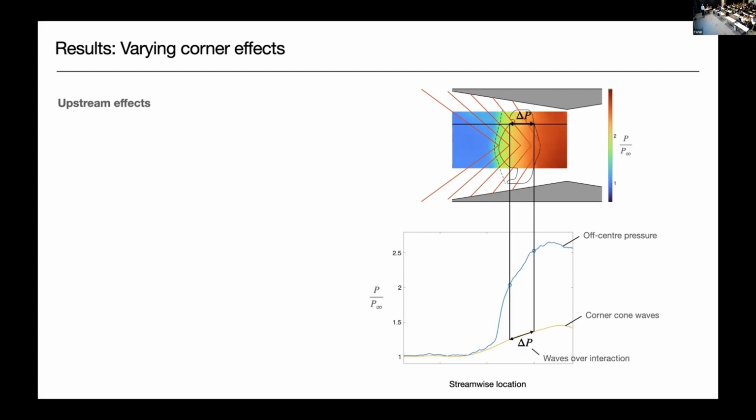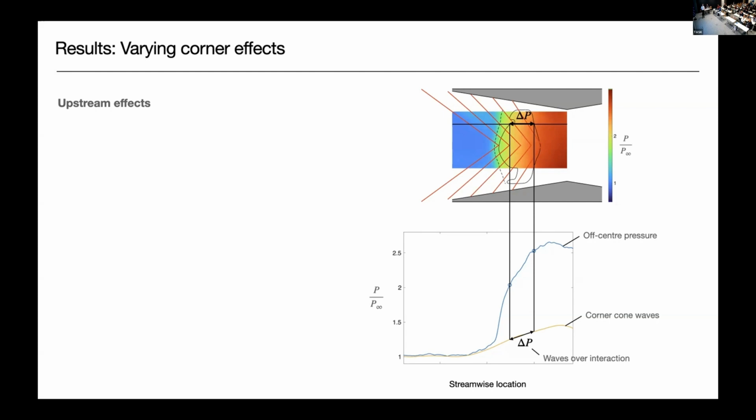So over the interaction, we have this pressure rise, which I've been discussing. Now we can see from the corner cone pressure that in this region, there's an increase in pressure that indicates that we have compression waves arriving. So this is what I've been arguing, that these compression waves are driving an increase in pressure.